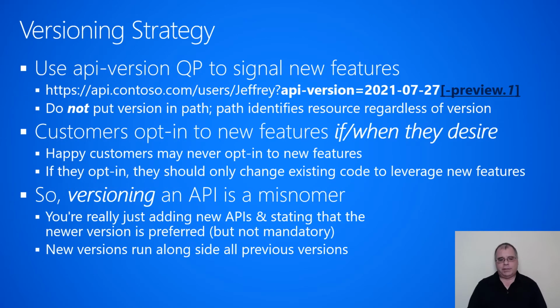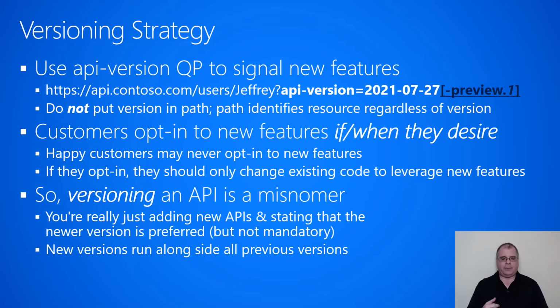So we have a versioning strategy. And the strategy is that we should use an API version query parameter to signal new features that are getting added into a service. And I show an example here of talking to the api.contoso.com web server. And I'm going to the users and /Jeffrey to do something to the Jeffrey resource in there. And then we always add a query parameter of API version equals some value.